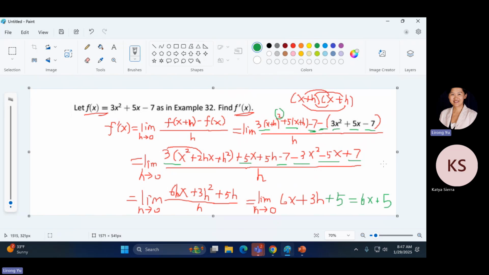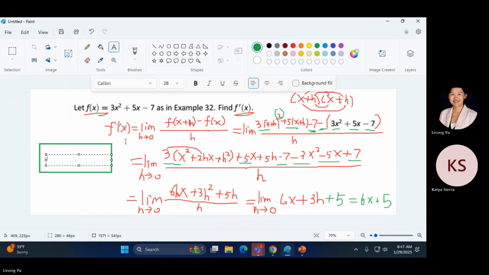And that's the derivative. Okay, so we're going to try to answer the question here. The answer to the question, try to block it out. The one we just calculated, we realize that f prime of x is equal to 6x plus 5. That will be the answer. So if f of x equals 3x squared plus 5x minus 7, you see what happened in the derivative. It has 3 separate terms.